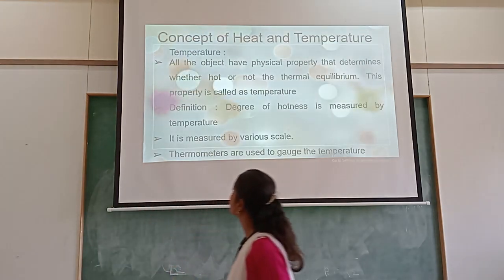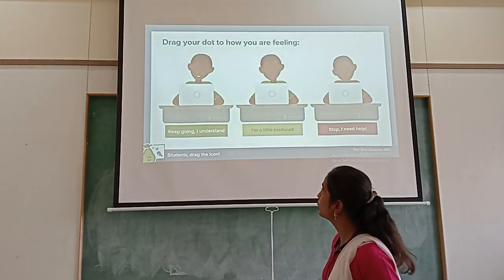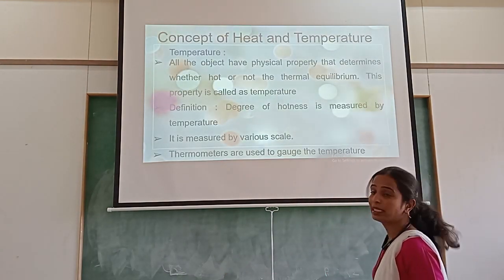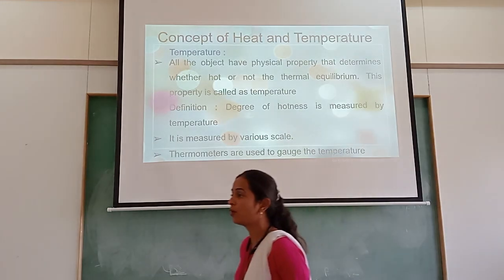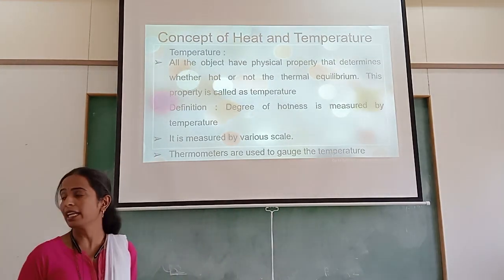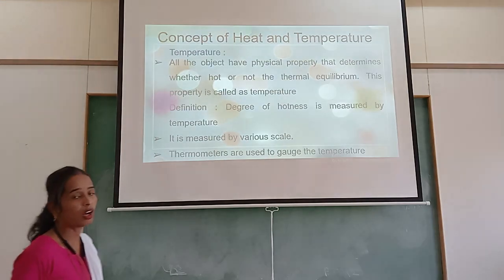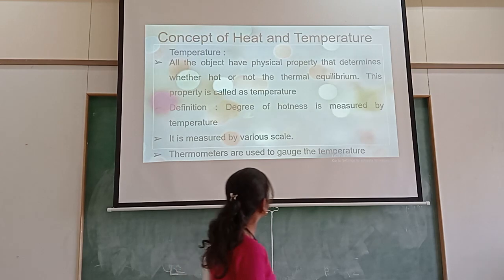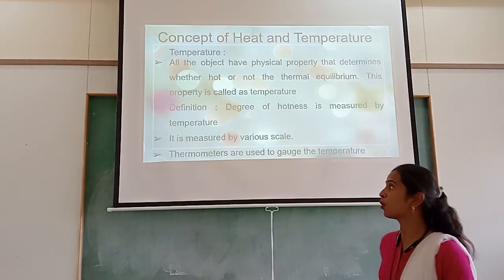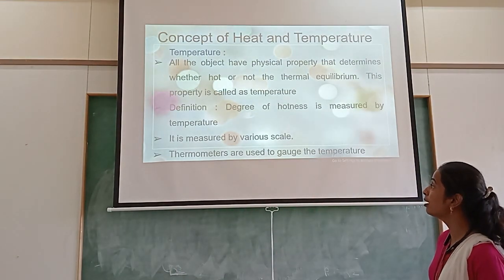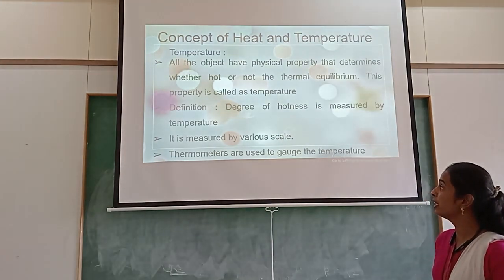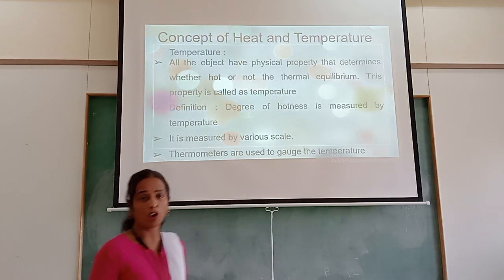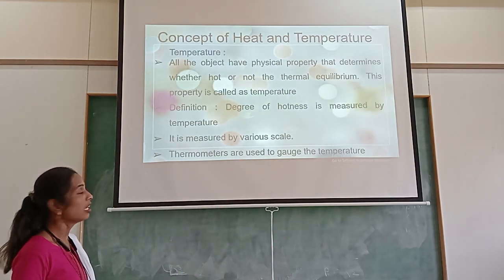Then temperature. What does temperature mean? All objects have a physical property that determines whether the body is hot or not, and whether the body is in thermal equilibrium. This physical property of the body is called the temperature. The definition of temperature is that the measurement of the degree of hotness of any body is called the temperature.